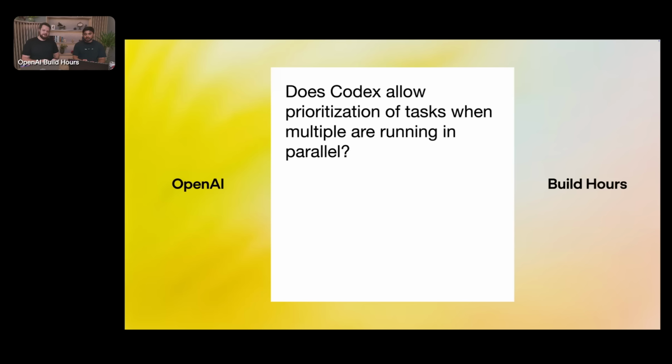Does Codex allow prioritization of tasks when multiple are running in parallel? I don't think so. Running multiple tasks in parallel locally is a bit more challenging, unless you're using things like Git work trees. In terms of prioritization on cloud, it doesn't really matter because they're all running in their own environment. Each task is basically a new container, where it downloads your environment and keeps running. So they don't interfere with each other at all.